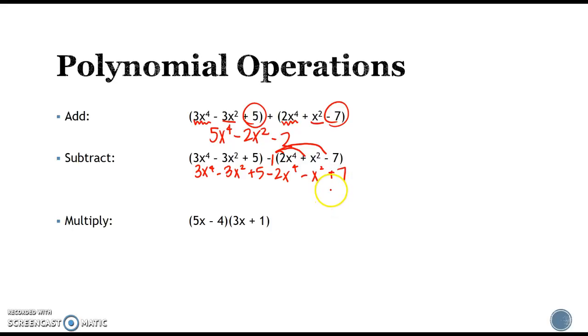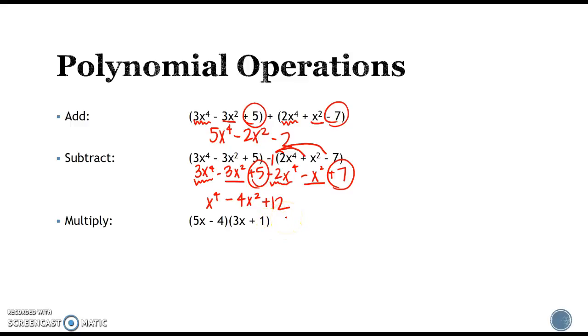Now I'm going to do just like we did with the first one, and I'm going to combine my like terms. So I've got a 3x to the fourth and a negative 2x to the fourth, which is going to give me just x to the fourth. We've got a negative 3x squared and a negative x squared, which is going to give me negative 4x squared. And I've got a positive 5 and a positive 7, which is going to give me a positive 12. So subtracting, first you distribute your negative, and then you do the same thing you did when you added.